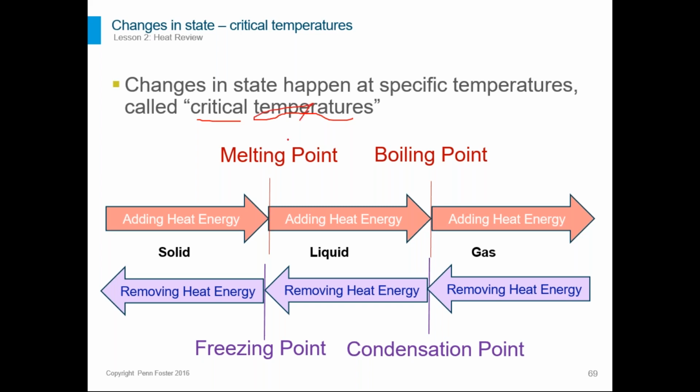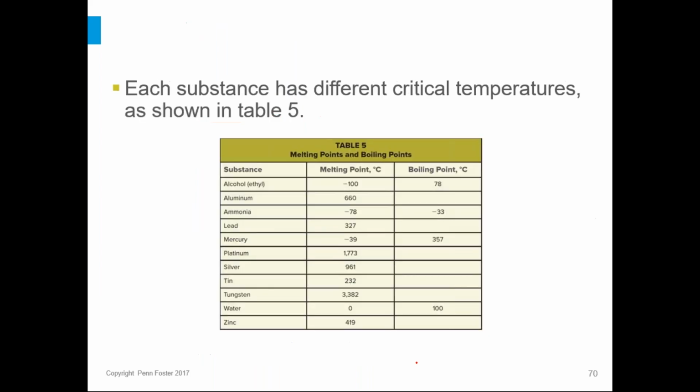And as a general rule, the melting point and freezing point are at the same place. That is not true for everything. Things called amorphous solids are different, and your text talks about that a little bit. But just to simplify things in your mind, those are usually in the same place, and boiling point and condensation point are in the same place. Okay, but they're different temperatures for different materials.